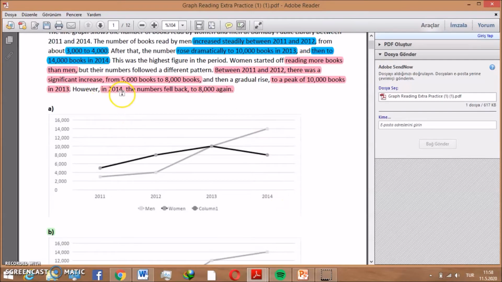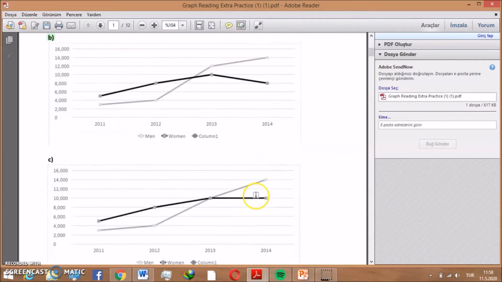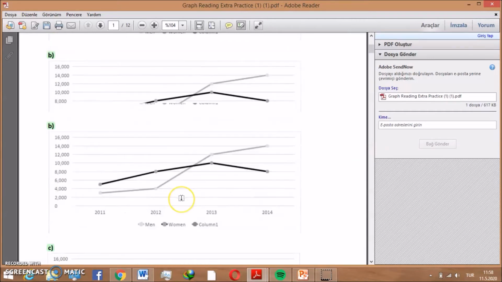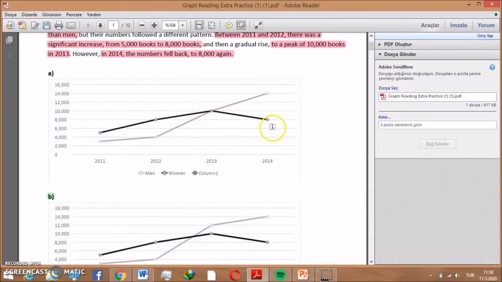But let's check, does it continue? However, in 2014, the numbers fell back. It means it decreased to 8. So this means our answer cannot be C because it continues the same, but it should fall. So our answer is A in this case.